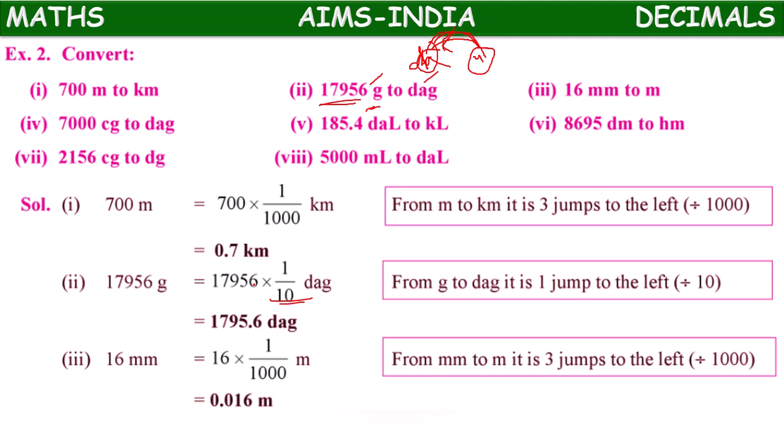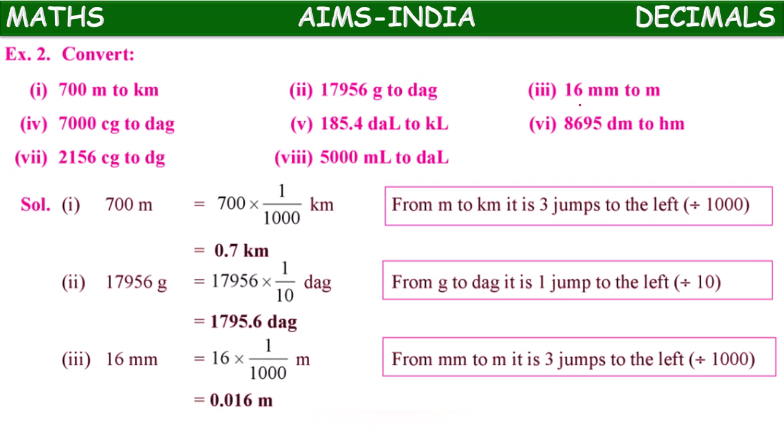So after one digit we have to keep the decimal point, because we have 10 here. Going from right to left, after one digit we have to keep the point because of this 10.